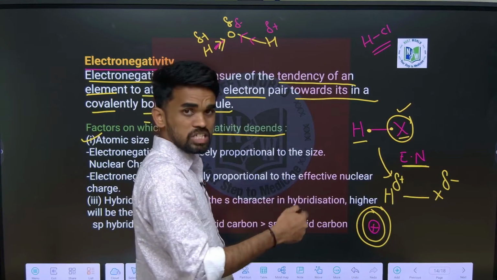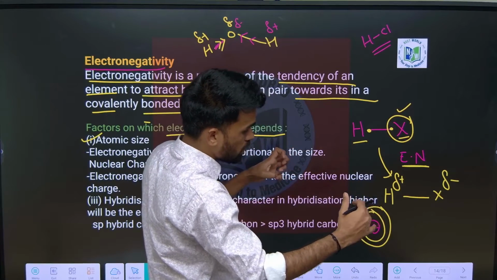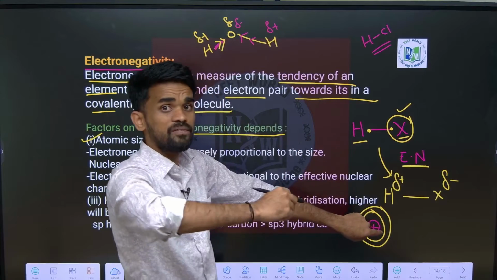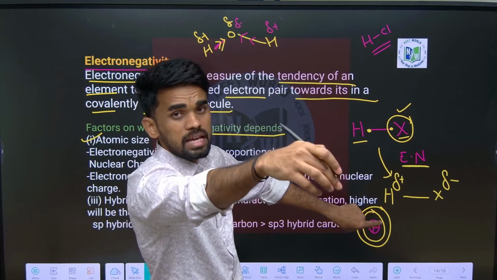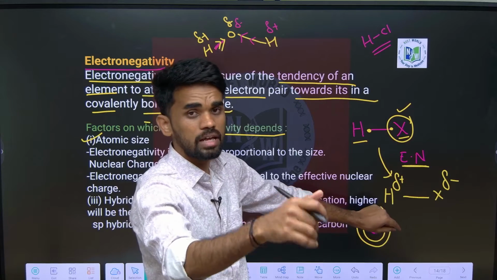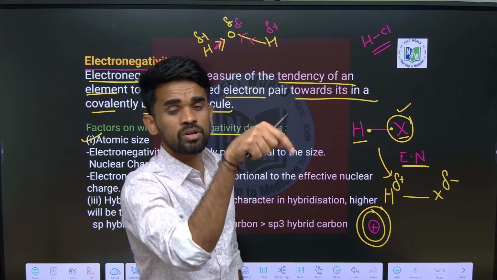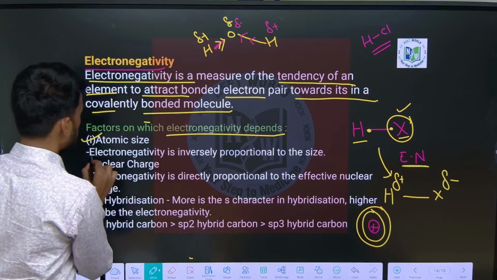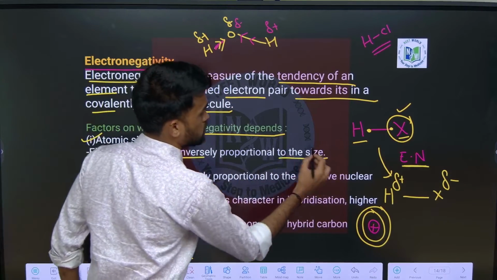Now due to these shells, size increasing means the distance from the center of the nucleus is increasing, so the effective nuclear charge on the nth level orbital, or the valence electrons, will be decreasing. Therefore electronegativity also decreases. So electronegativity is inversely proportional to size.